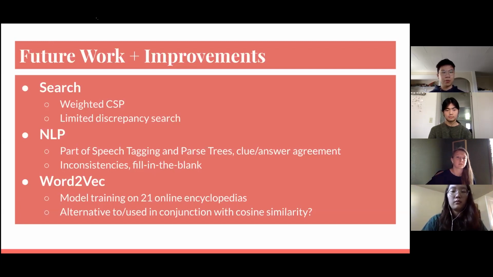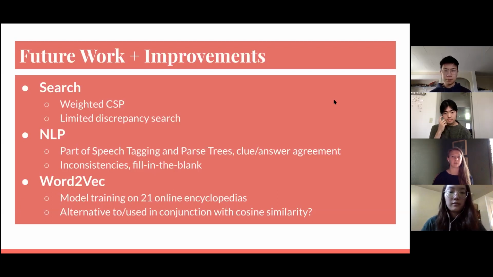Next, we want to talk more about the problem from the NLP part. Yeah, so we talked about word embeddings and comparing the similarity of sentences earlier, but we also worked on other parts of natural language processing, mainly part of speech tagging and parse trees, which basically allow you to get the part of speech of each word in a sentence and also break it into chunks, whether that be phrases or compound words, so that you can also get the part of speech of each of those chunks.